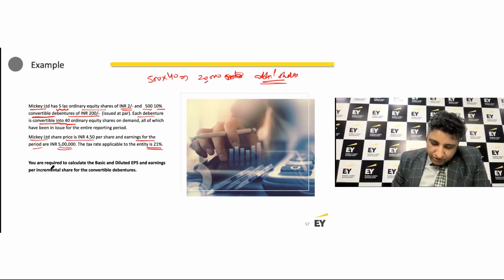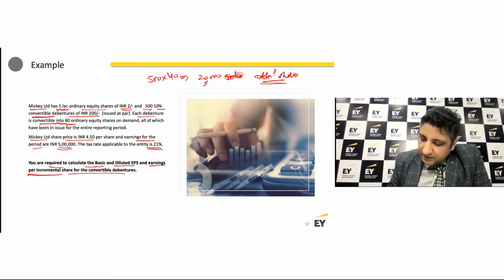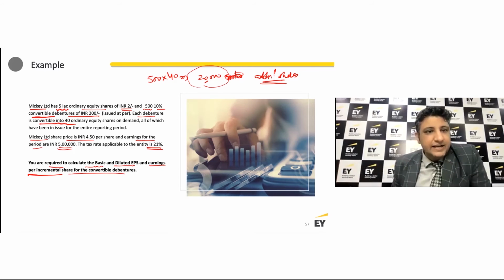The question says you're required to calculate the basic and diluted EPS and earnings per incremental share for the convertible debenture. Okay. Now, there are three parts. One is calculation of basic EPS. Second is the diluted EPS. And it says, what is your earning per incremental? So there are 20,000 incremental shares issued. So what is that? Earnings per incremental share. We are supposed to calculate that as well. So let's do this together.